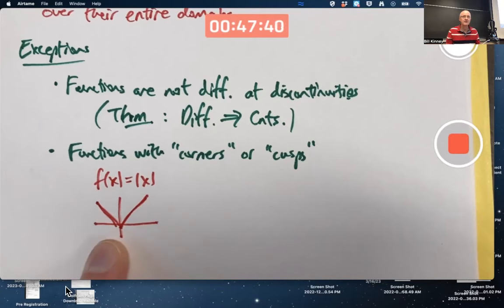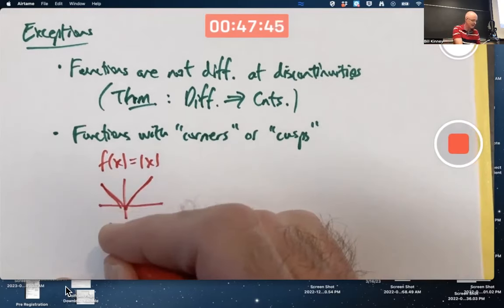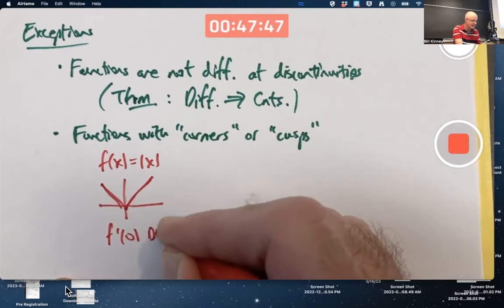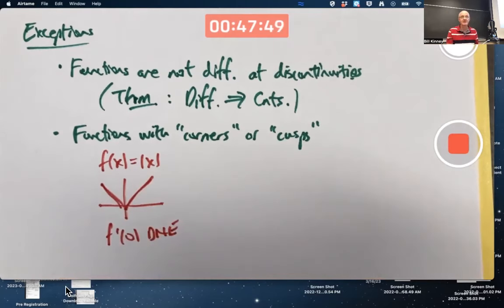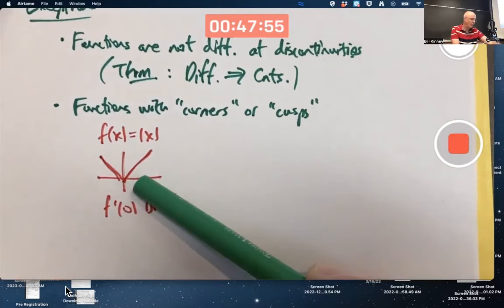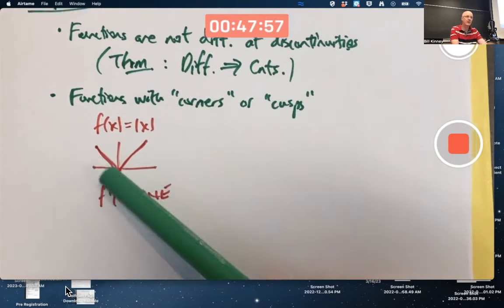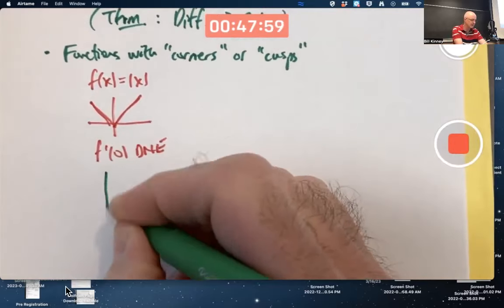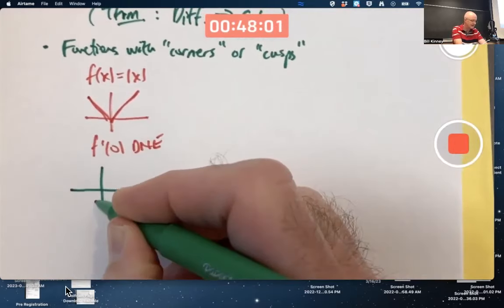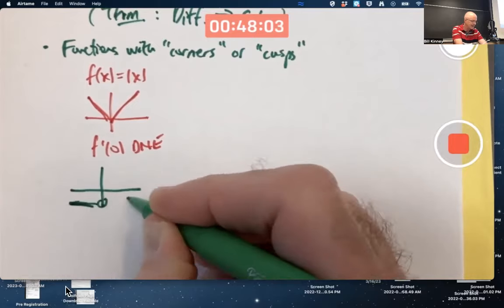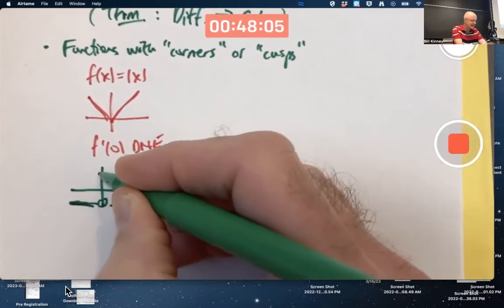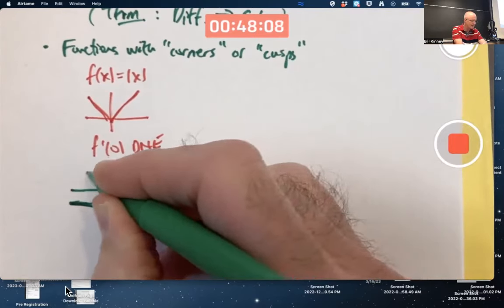At x equals 0, this function is not differentiable. F prime of 0 does not exist. It is differentiable everywhere else. The derivative is 1 when x is positive and -1 when x is negative. The derivative of the absolute value of x has a graph that is at -1 when x is negative and +1 when x is positive.